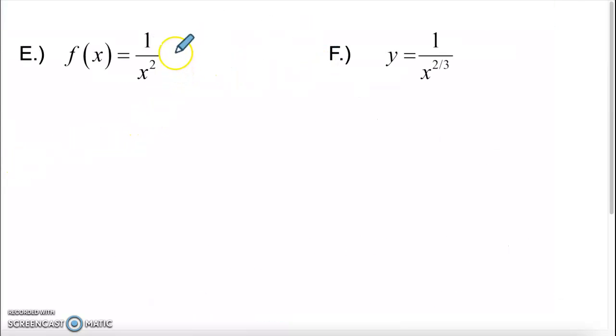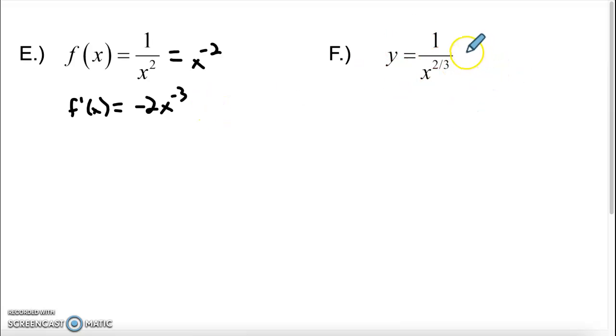Oh, sorry, I forgot about these. So, same idea here. Before I take the derivative, I can rewrite this as x to the negative second power. Then the derivative would be negative 2 times x to the negative third power.